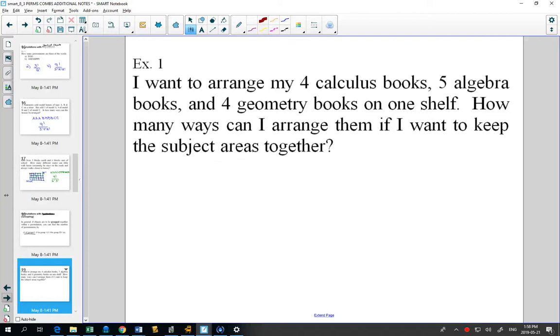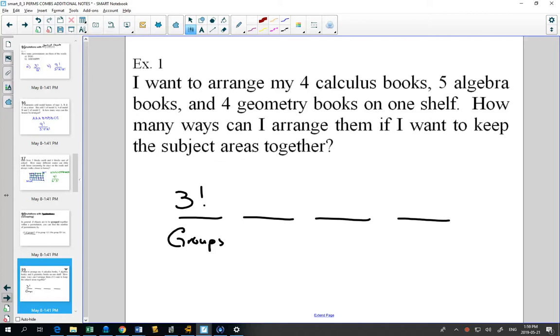So now we have 4 decisions to make, basically, so we're going to do 4 spaces. Our first decision is how we're going to do our groups, so we're going to write groups under here. We have 3 groups. 3 groups can be arranged in 3 factorial ways, because I could have calculus, algebra, then geometry, or algebra, calculus, geometry, and so on. There'd be 6 different ways that I could put the groups up.